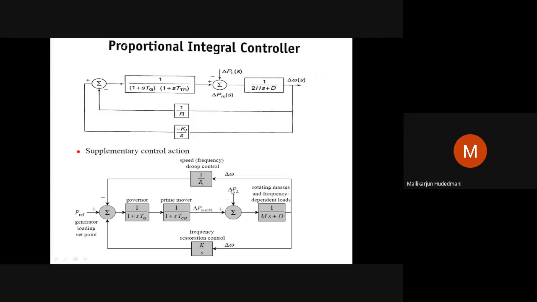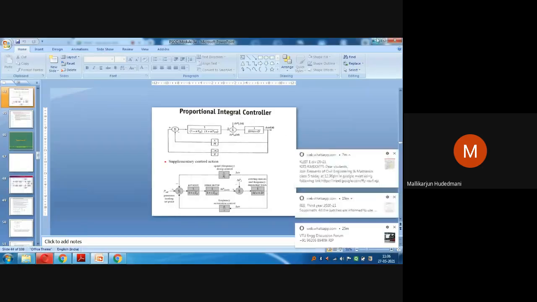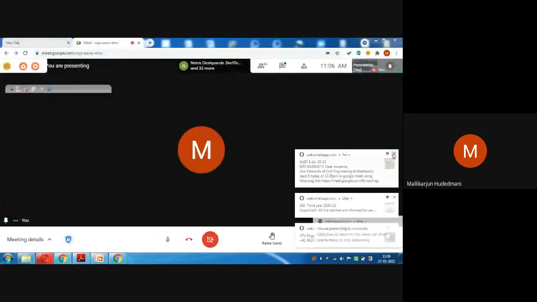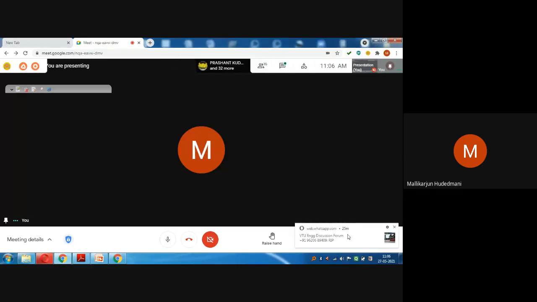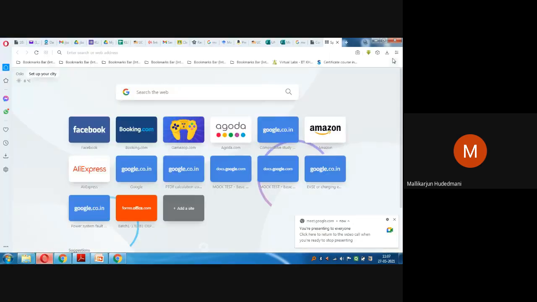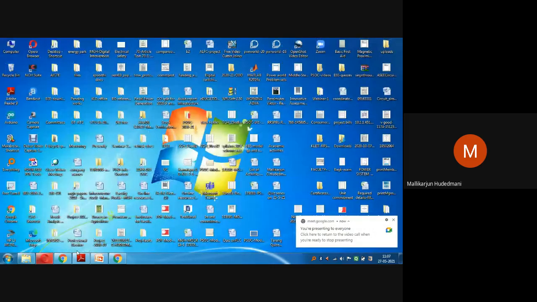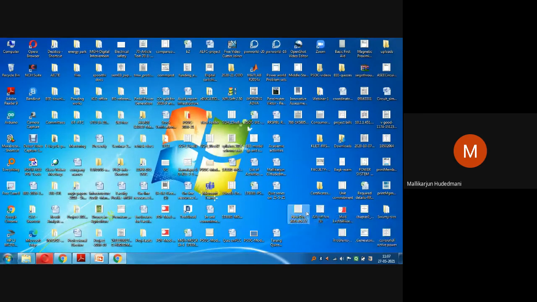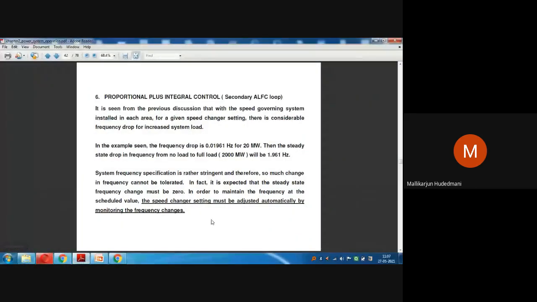Now again, I have one text page to show you how that control works here. Let me show you that page also. I will share that also. Just a minute. That also I will show you how it works out. Here. Am I able to show this page to you? Is this page visible to you?